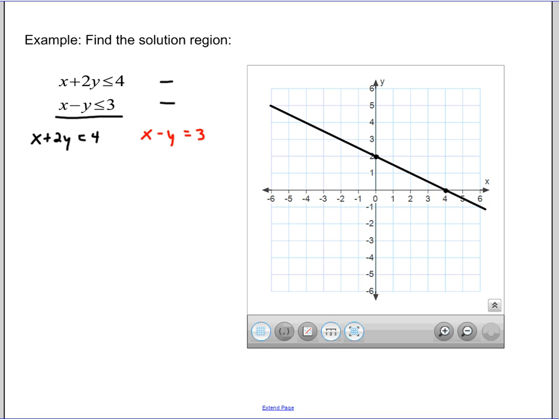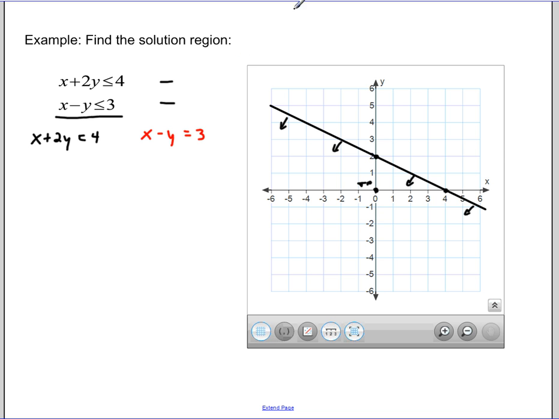Of course, we want to use a test point to see which side would be shaded in. So we're going to try 0, 0 as our test point again. The test point in this case, 0, 0, gives us 0 plus 2 times 0 should be less than or equal to 4. Yeah, that's true. So everything on this side of this line is going to be shaded in. So I'll just put a couple of arrows there to indicate that before I do any actual shading.